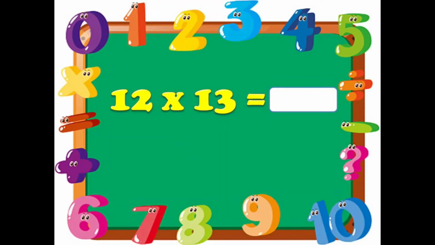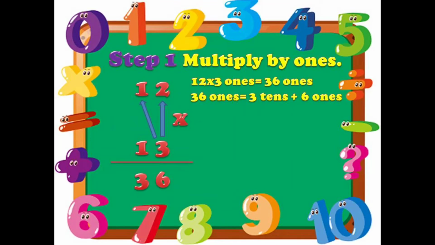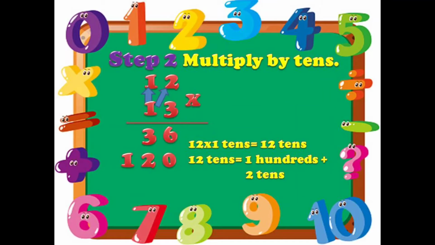12 times 13 is equal to blank. So we should follow the steps. Step 1, multiply by ones. So 12 times 3 is equal to 36. Step 2, multiply by tens. So 12 times 1 is equal to 12. 12 times 1 tens is equal to 12 tens. So 12 tens is equal to 100 plus 2 tens. When we multiply by tens, we always put a 0 at the end of the product.